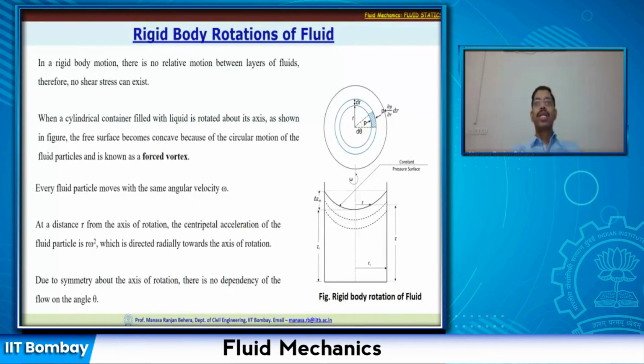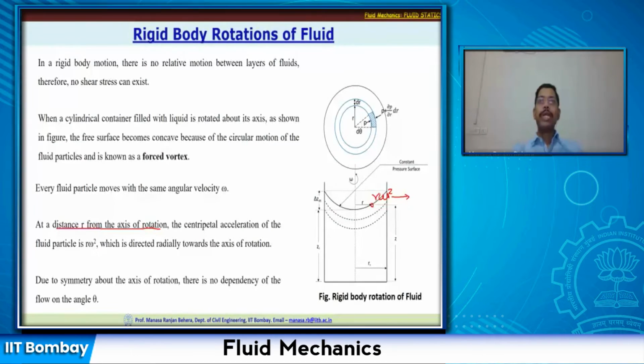So now let us understand. Let us take a distance r from the axis of rotation. So I am taking one point here, and I'll take the distance of that point as r. The centripetal acceleration of the fluid particles is now going to be r omega square, and that is going to act radially outwards.